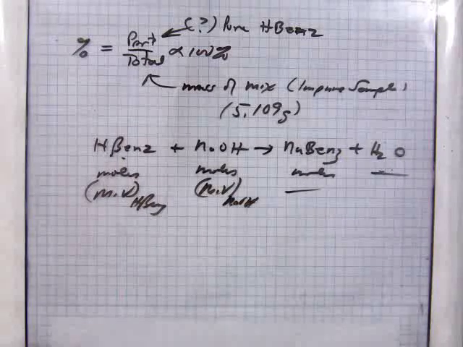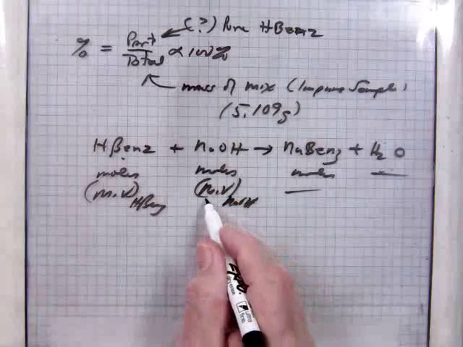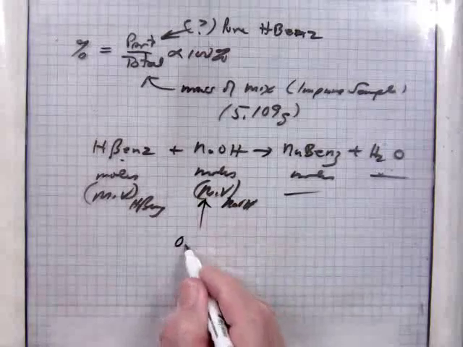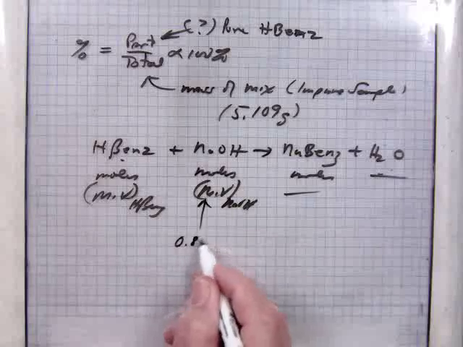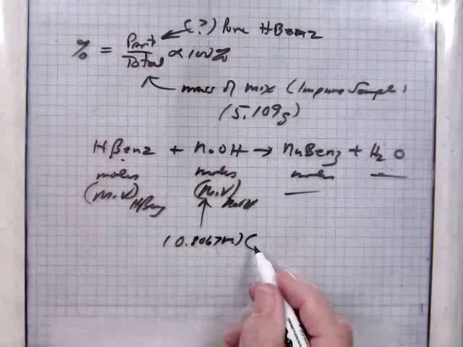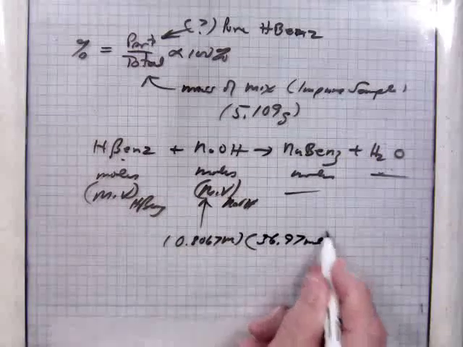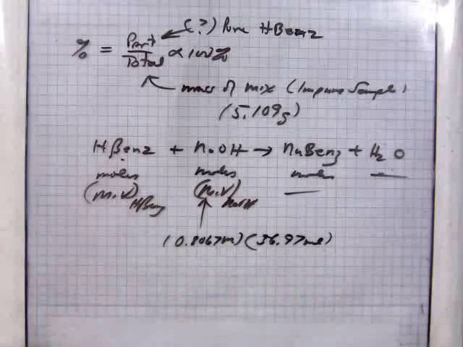So what does it say? It says a 5.109 gram sample requires 36.97 of the titrant, which is 0.8067 molar. So the titrant is 0.8067 molar, and you used what? 36.97 milliliters. Okay, what's the percent mass?